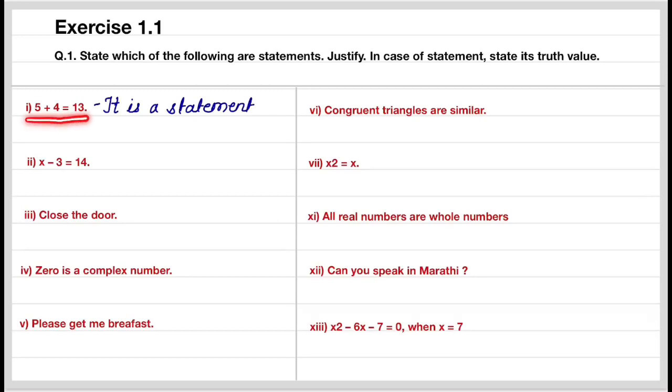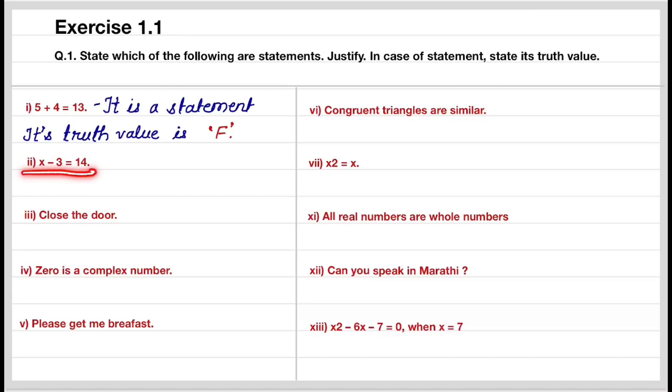And what about its truth value? 5 plus 4 is equal to 13. Is it true? No. That means it is a false statement. So its truth value is F. Have you understood this? Move to next one.